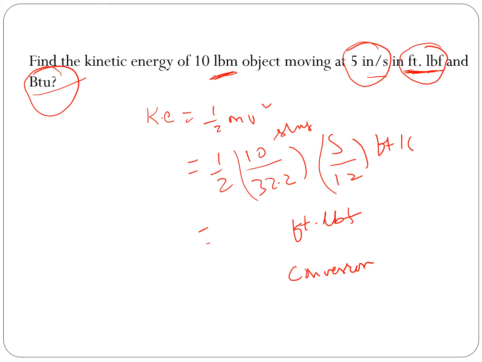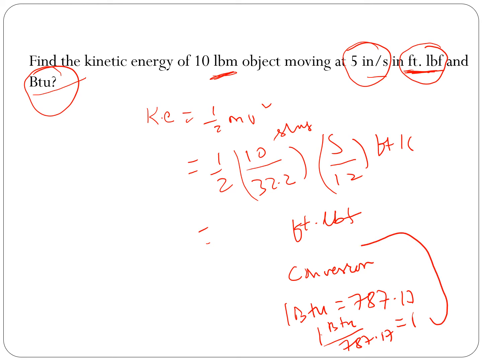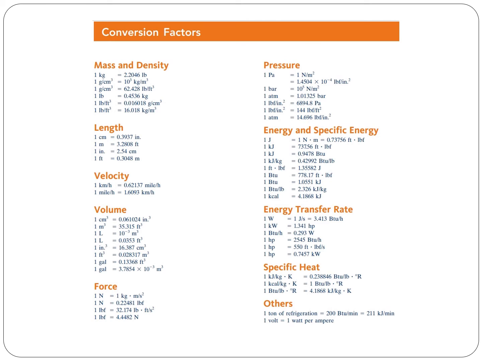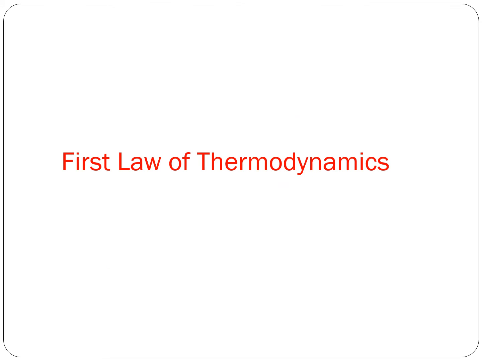And if you see the conversion table, 1 BTU is pretty close to, I think you can look at the table, 787.17. So you could write this as 1 BTU divided by 787.17 equals 1, and use this to convert whatever you get from here. So you could see here 1 BTU, as I said, is here. This table you can bring it for the exam, so that depending on what unit conversion you want, you can make use of this.